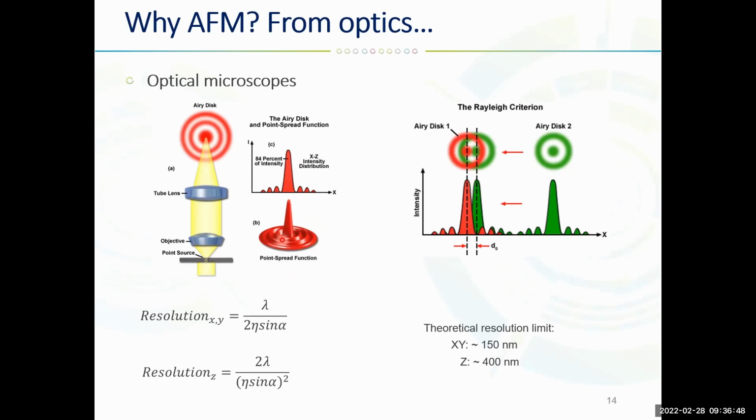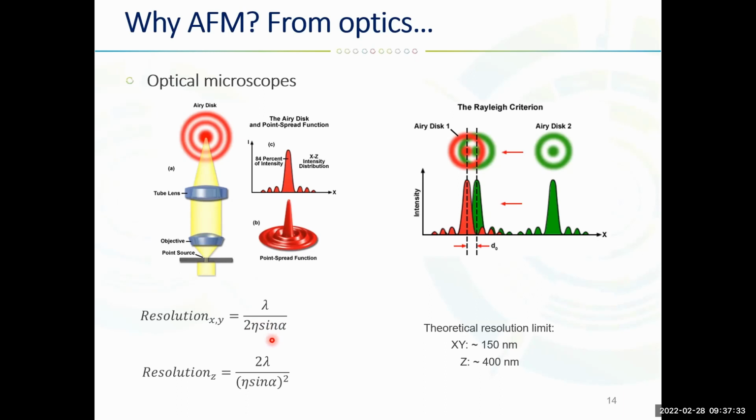So the resolution between 2 points, let's say X and Y, depends on the wavelength of the light, divided by the refractive index of the imaging medium, combined with sine alpha. This combination, n and sine alpha, is known as the objective numerical aperture. These values you can usually see on the objectives if you work with a microscope. And it's a very important value. It shows you the resolution, basically.